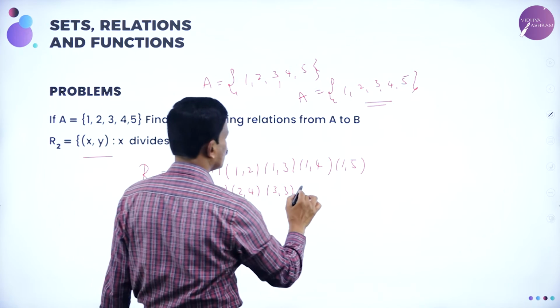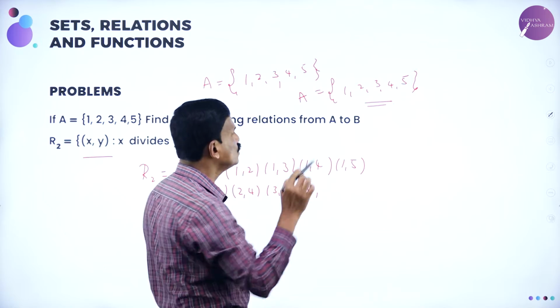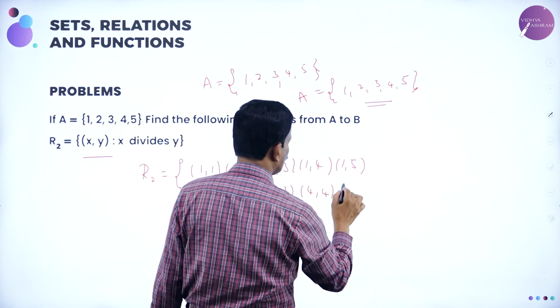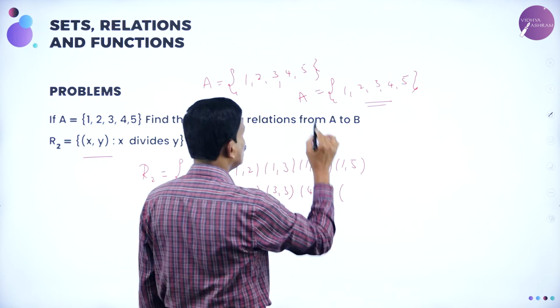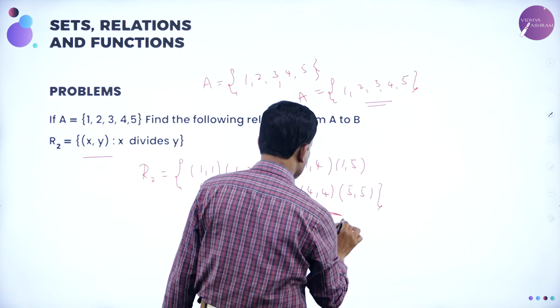Next, come to the fourth element. 4 will not divide 1, 2, 3, it will divide only 4. 4 will not divide 5. Similarly, 5 will not divide any number except 5. So, this is the relation.